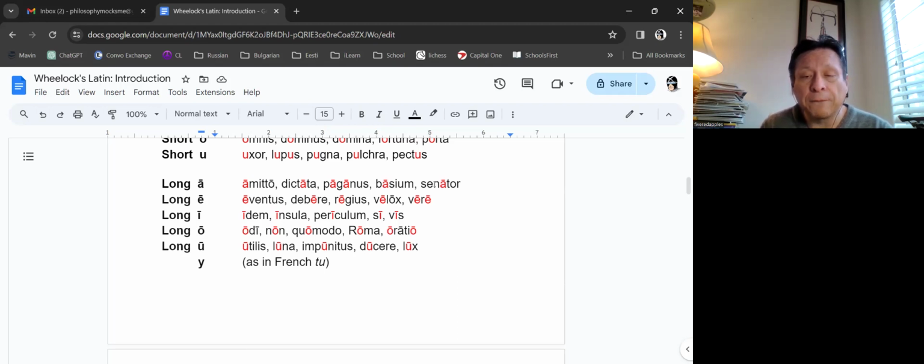Okay, sī. Sī here means if. With the macron over the I, it means if. Okay. Vīs. Vīs here means power. We get the word violent from vīs. The VI is the VI from violent. I'm pretty sure that's right. Okay, so that's the long I.